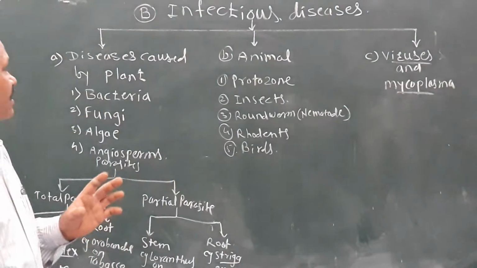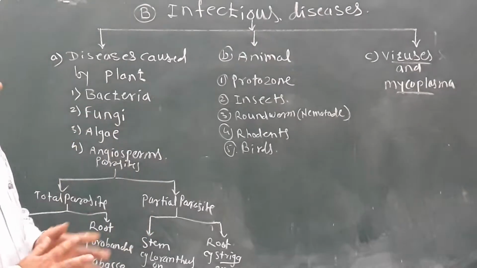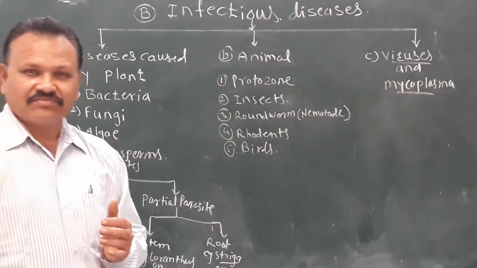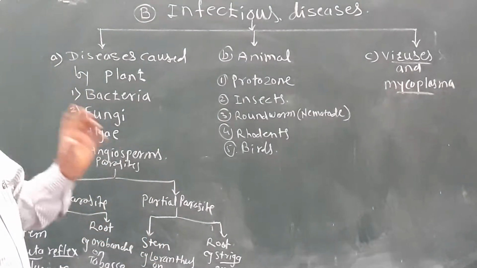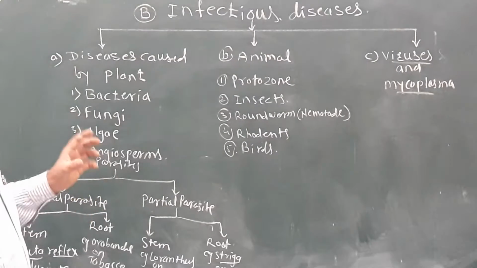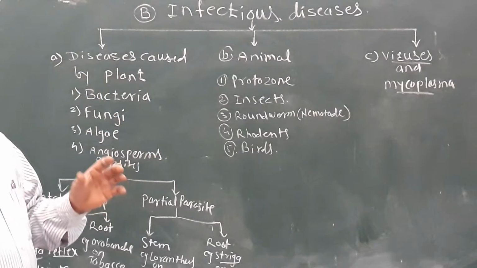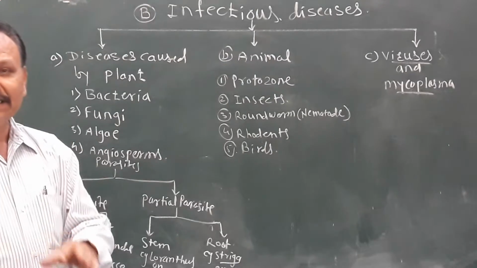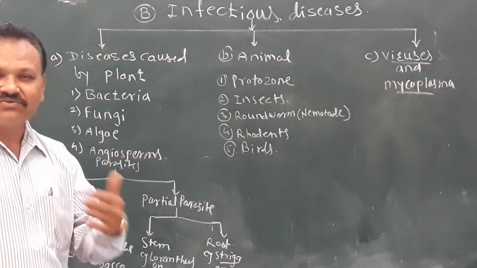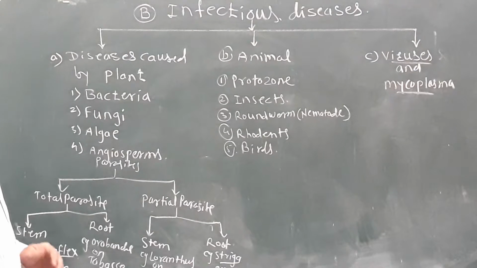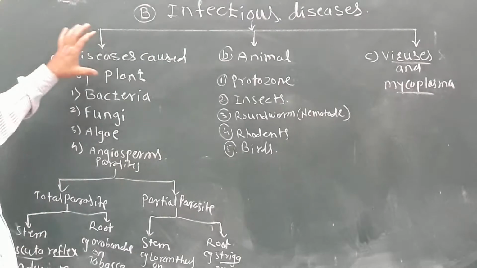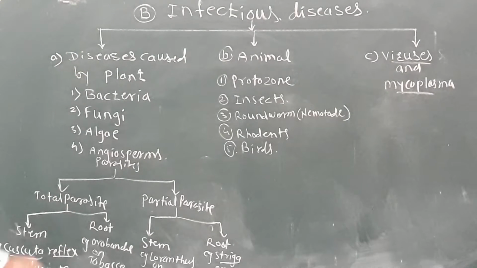these diseases are the infectious diseases. Infectious diseases are caused by living or biotic organisms, so the causal agent here is a living one. These diseases can be transferred from the diseased plant to the healthy plant, or from the diseased area to the healthy area. Such diseases are known as infectious diseases, and they can be caused by different organisms.